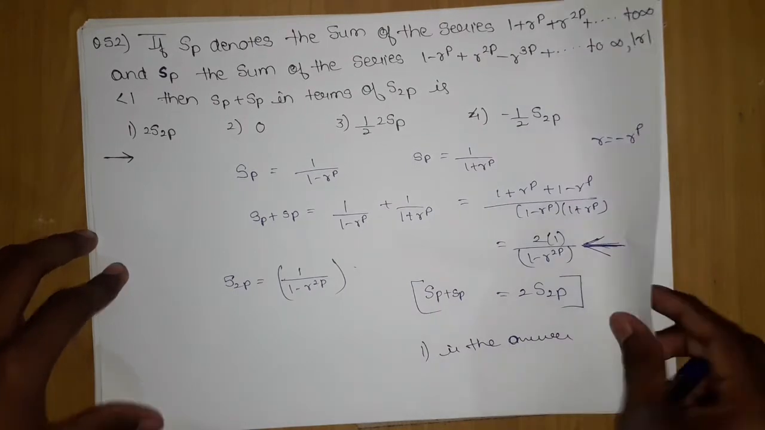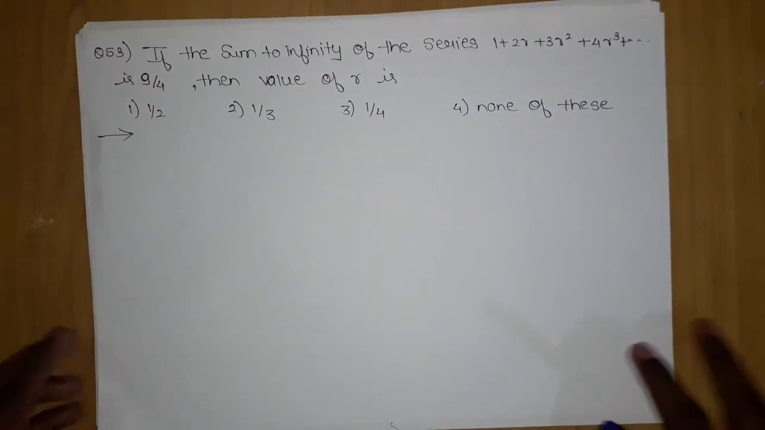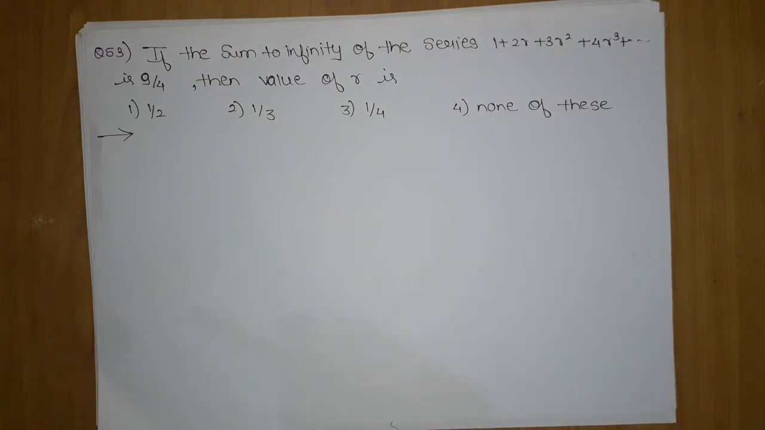Okay, now let's move on to question number 53. If the sum to infinity of the series 1 plus 2r plus 3r square plus 4r cube and so on is 9 by 4, then the value of r is. You should do this question on your own, because this is a straightforward AGP question. We have done much worse types of AGP questions when we were learning sequence and series, and this is just a piece of cake compared to that.